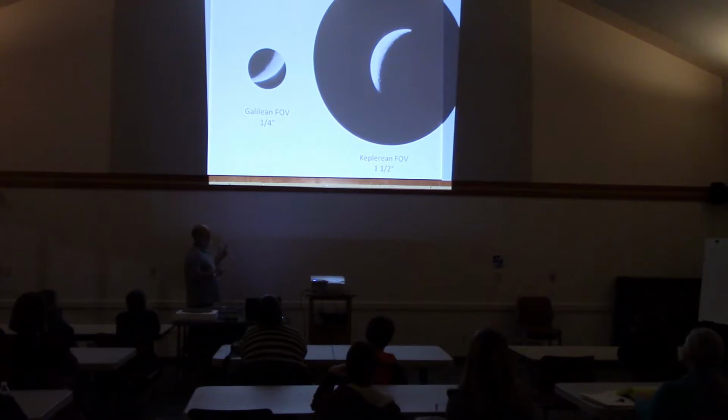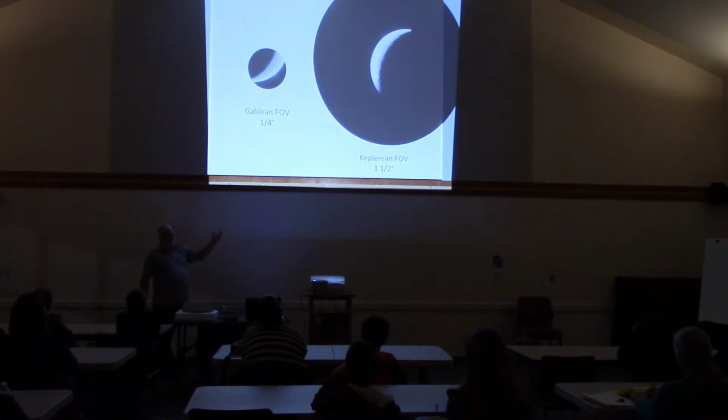Here was the advantage to the Keplerian telescope. Galilean, very small field of view, very dim. Kepler's was much, much larger, much brighter. It was upside down, but looking at the moon, who cares?